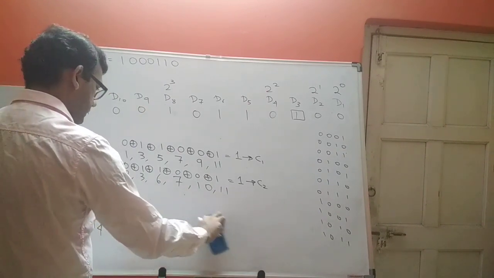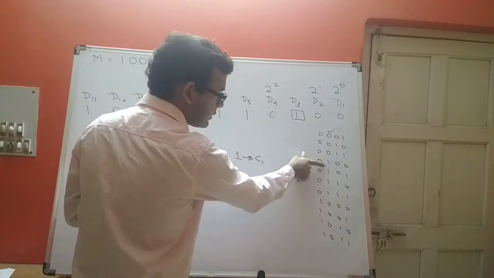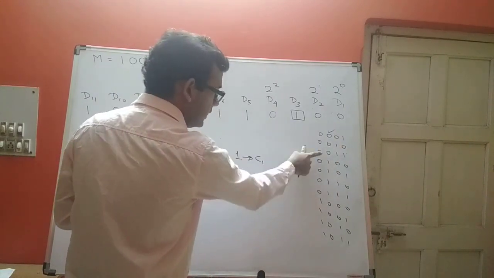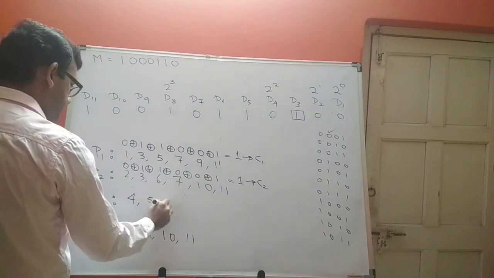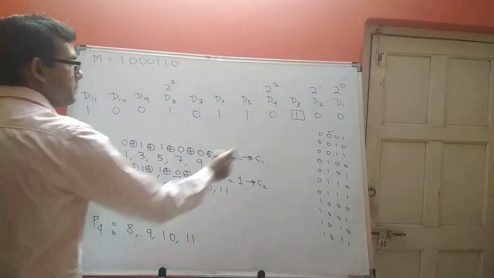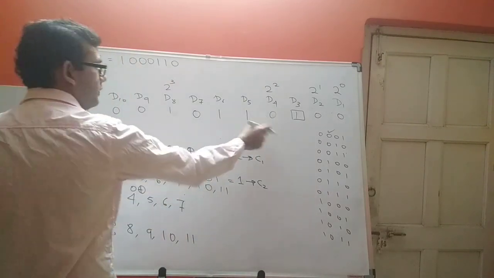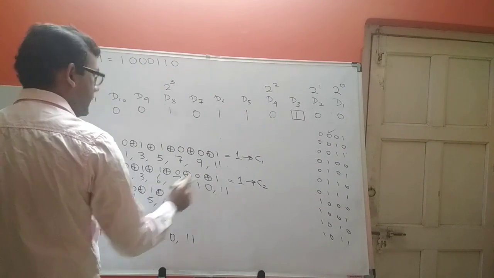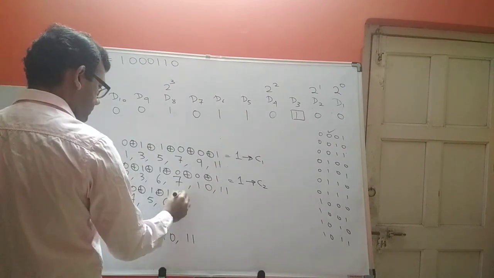So P3, as you can see, this is the column for P3. Which are the positions which have 1? This has 1, this is 1, this is 1, and this is a 1. So that's 4, 5, 6, and 7. So it depends on 4, 5, 6, and 7. So what is at position 4? At position 4, there is a 0. At position 5, there is a 1. At position 6, there is a 1. And at position 7, there is a 0.